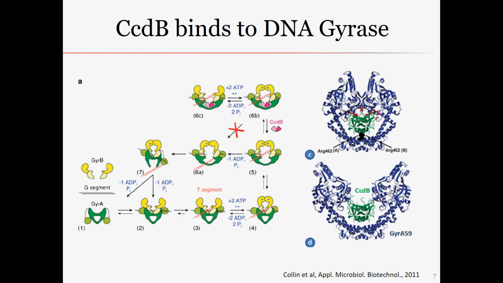CcdB works by binding to gyrase in the enzyme DNA complex, thereby trapping the enzyme on the DNA and holding open the double-strand break. The direct interaction of CcdB with gyrase can be seen in the crystal structure on the right, with the CcdB in green and gyrase in blue.